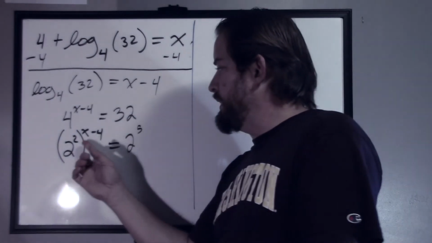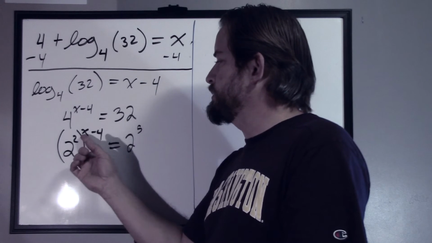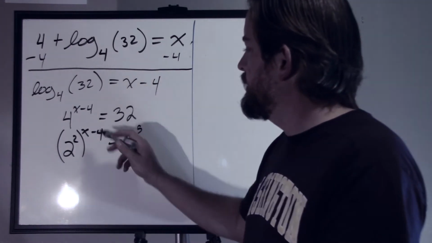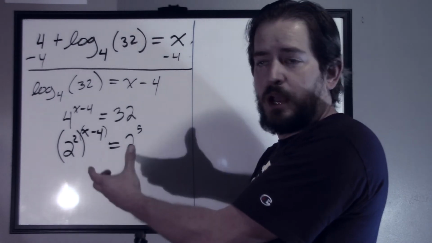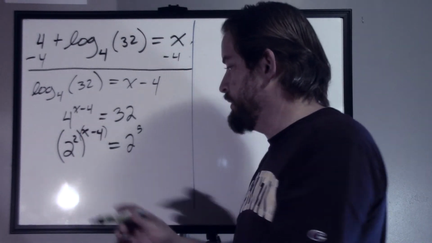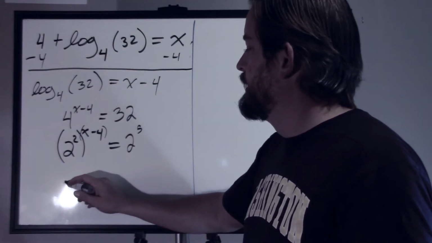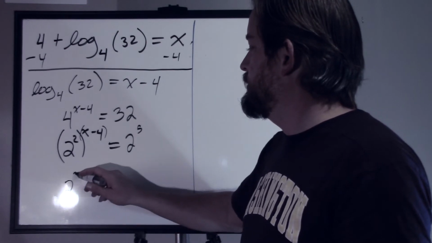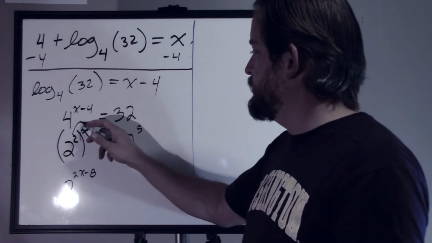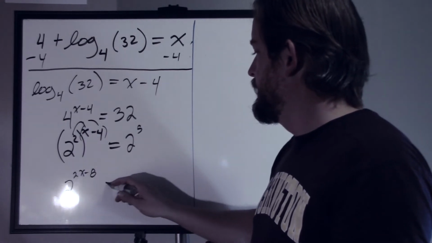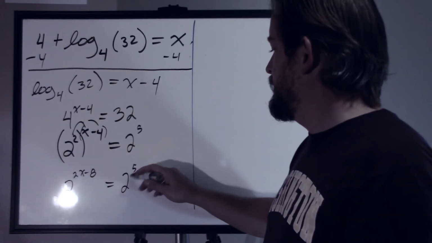Now, I just have to be careful because this is 2 to the 2 that gets multiplied by x minus 4, but x minus 4 is a binomial. It's still all my power. So this 2 gets distributed through there, so be careful with this. This ends up as being 2 to the 2x minus 8 power as that 2 gets distributed through. And that's equal to 2 to the 5th.